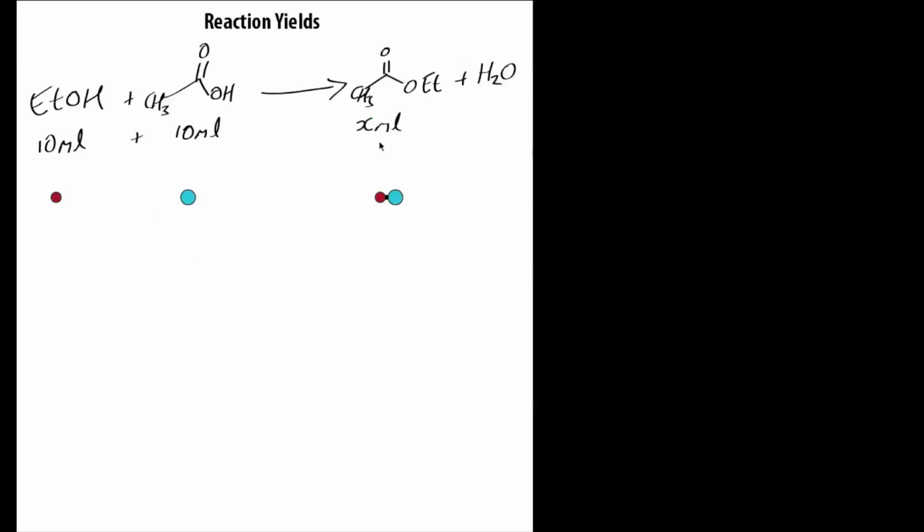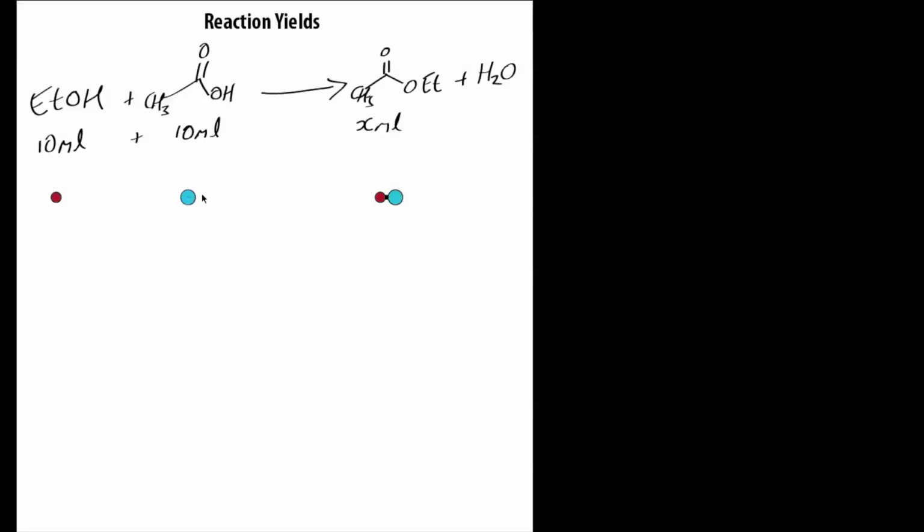So I want to know, if I reacted 10 mils of ethanol with 10 mils of acetic acid, how many mils of ethyl acetate should I expect? But if you've seen the Avogadro or the mole tutorials that I've done, you'll know that 10 mils of ethanol and 10 mils of acetic acid doesn't mean there are 10 lots of acetic acid molecules around which will react with an equal number of ethanol molecules.